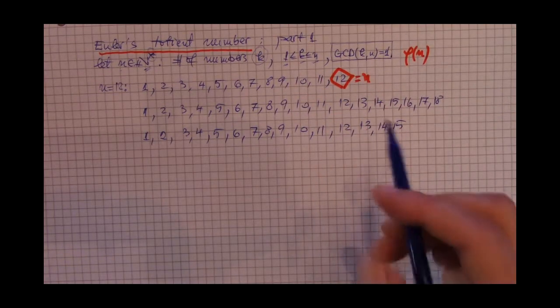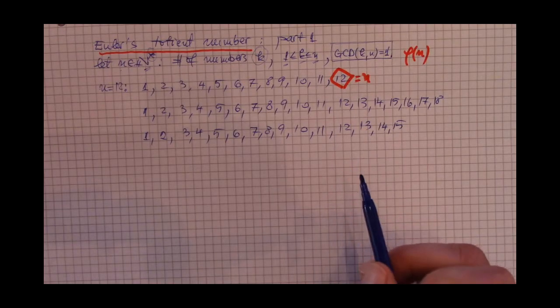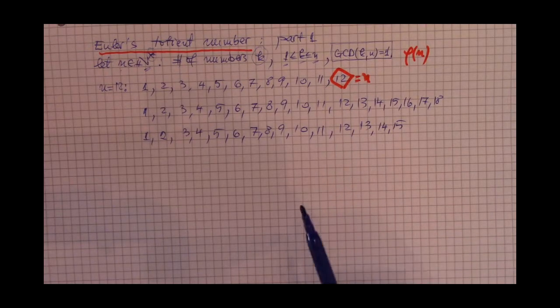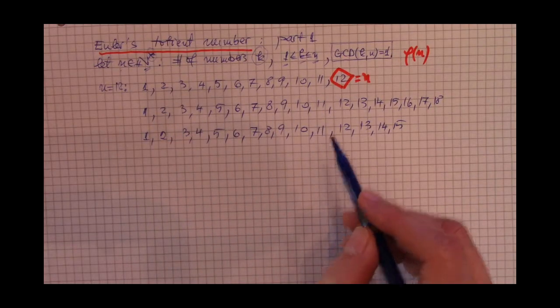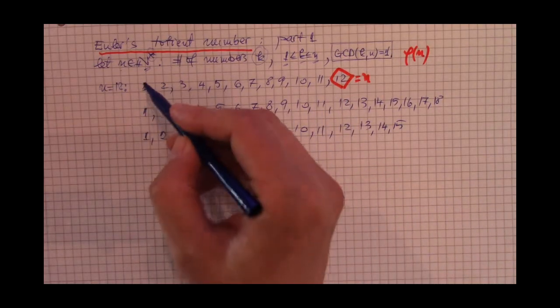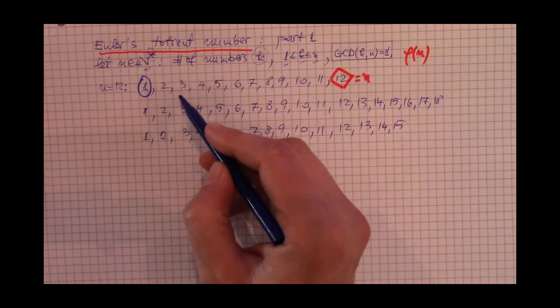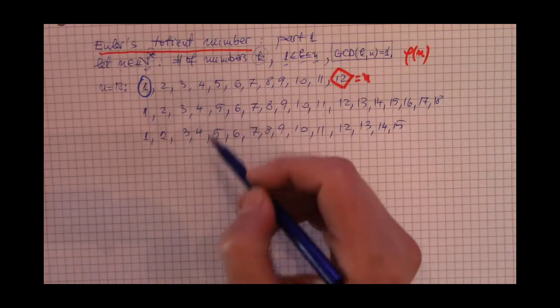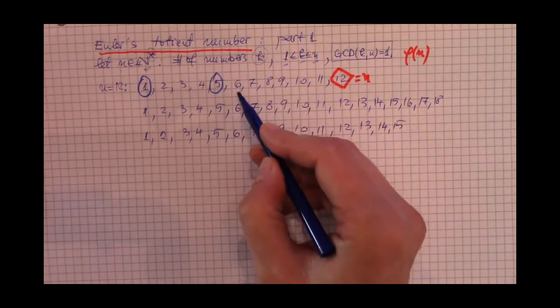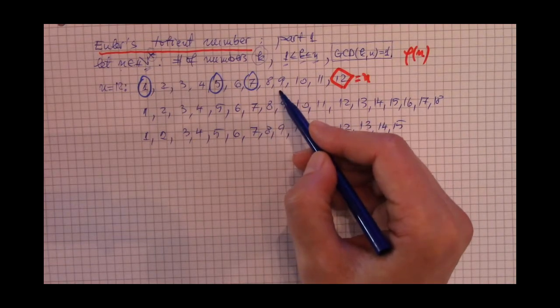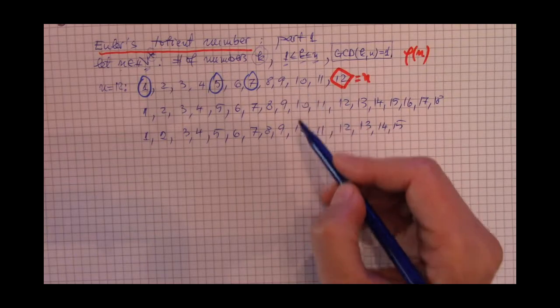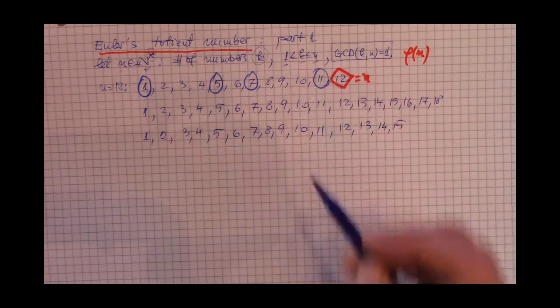12 is 2 to the power of 2 times 3, right? So 12 contains 2's and 3's. Let's see what numbers relatively prime with 12 we have in between 1 and 12. So 1 is good, 2 contains a 2, 3 contains a 3, 4 contains a 2, 5 is good, it's a prime number, 6 contains a 2, 7 is prime, all is good with it, 8 contains a 2, 9 contains a 3, 10 contains a 2, 11 is good.